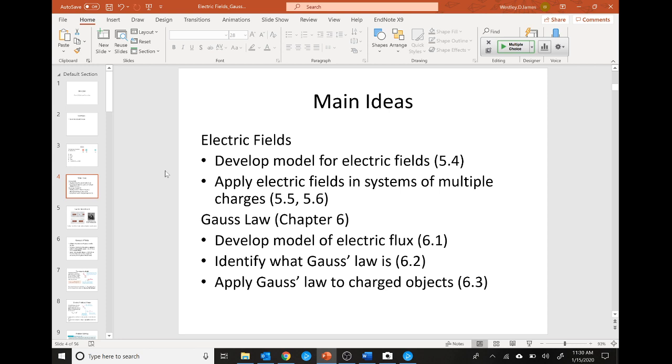So today we're going to go ahead and start electric fields. Hopefully we'll get through electric fields today. We'll talk about electric flux at the end, and then Friday we'll do Gauss's law, get through that.